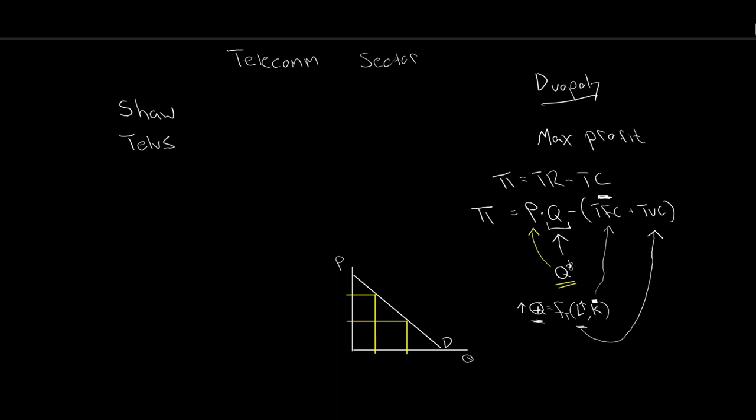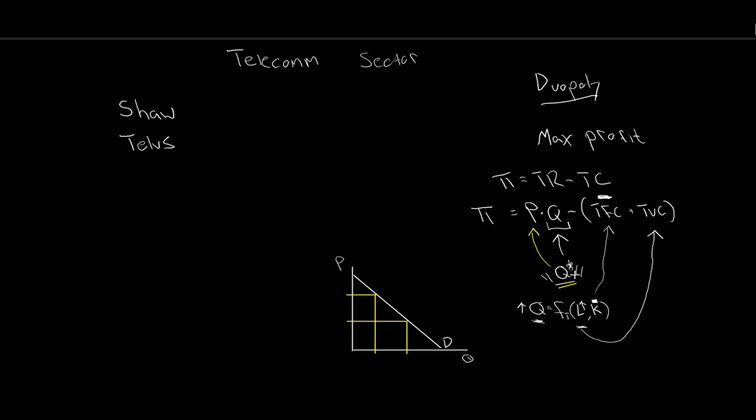So by choosing my level of output, Q, I choose how much work I need, and thus I choose my cost structure as well. So again, in our duopolists, everything comes down to this optimal choice of output. How much am I going to produce? Okay, so we have both Shaw and Telus in this case. Let's go back to our example now that we've said we have our firms, we're maximizing profit, we're choosing our Q.